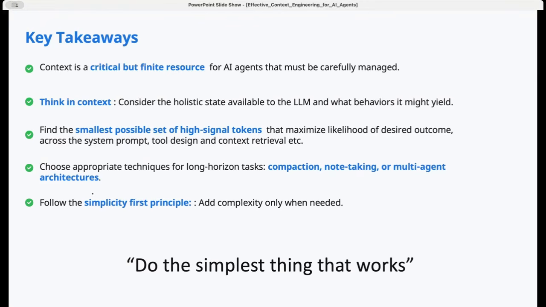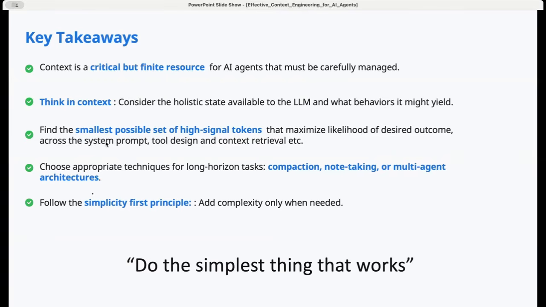So we need to make sure that we manage all these context tokens effectively as input to the LLM. Think in context: only consider what is the most relevant information we need to provide to the AI agent, and think about what behavior it may yield. And can I dedicate some of these instructions to the tool directly, right? So the tool can help instruct the LLM also, so that we can save the back and forth between LLM and tool calls, and also optimize the LLM performance there.